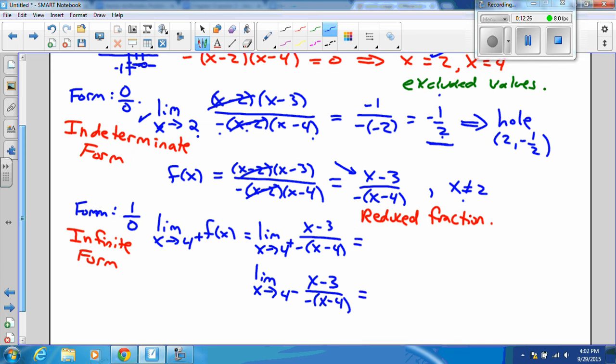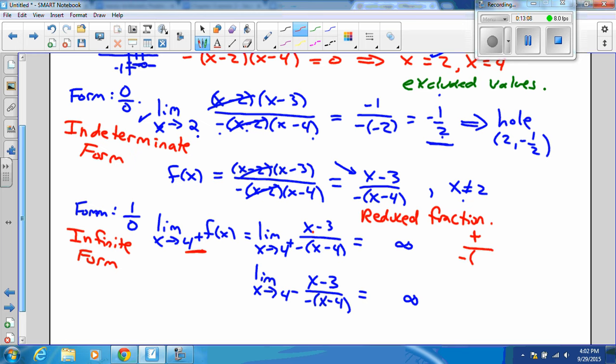And because we have an infinite form, 1 over 0, we already know that the limit is going to give us either positive infinity or negative infinity, and the sign analysis is simply going to determine whether that's positive or negative. And for the sign analysis, I'm going to consider what happens when I choose values of x that are close to 4 but greater than 4. In the numerator, when I choose x's that are close to 4 but greater than 4, I'm going to get 1, or something really close to 1, which is a positive value. And therefore, I'm going to mark the numerator as positive.